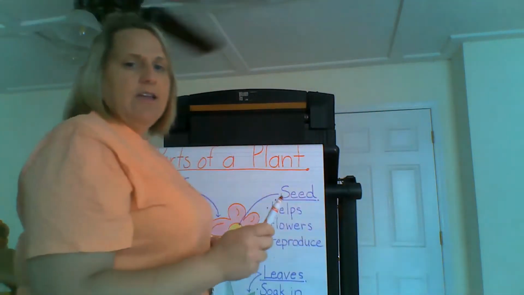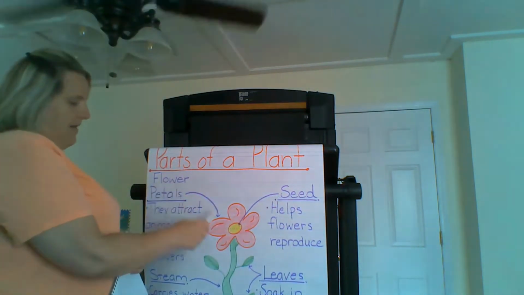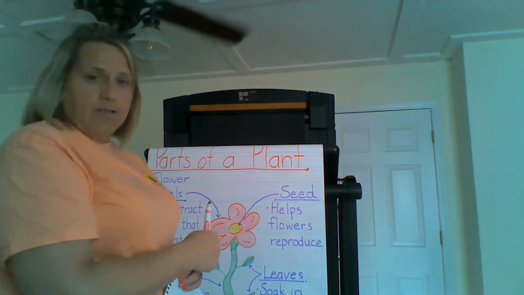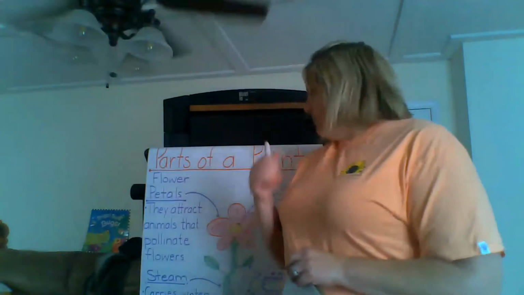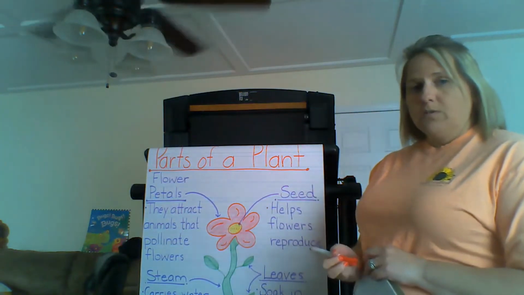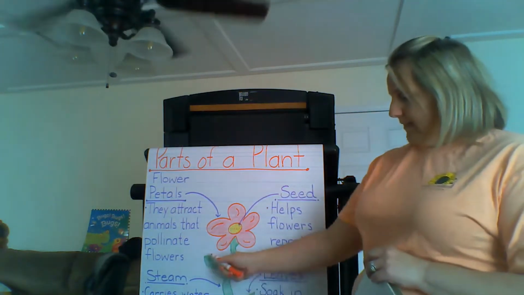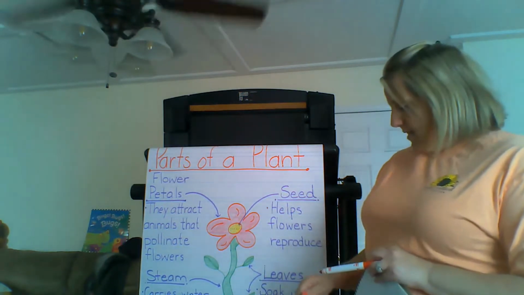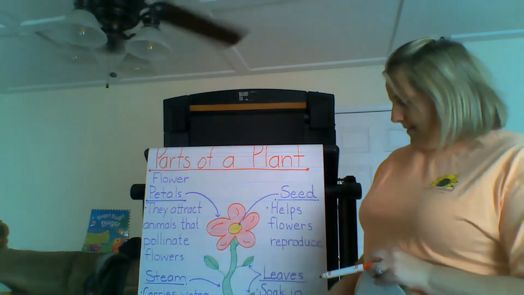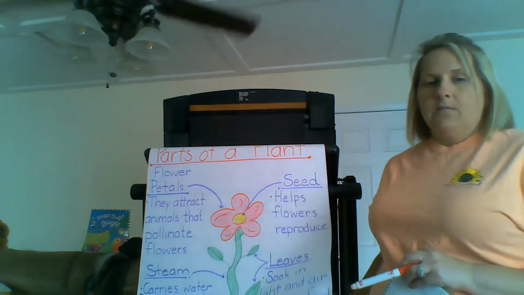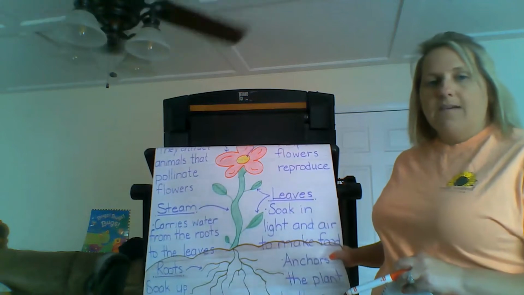We talked yesterday about parts of the plant. We have the flower and the petal, and that's what helps the animals pollinate. We have the seeds, and that helps the flowers reproduce and make more. We have the leaves, and that's how the plant gets its light, the sunlight and the air, and it makes the food. And then we have, let's look down here, we have our roots.